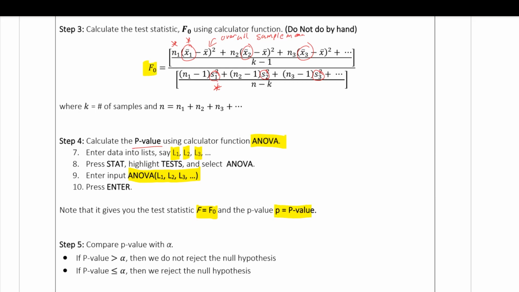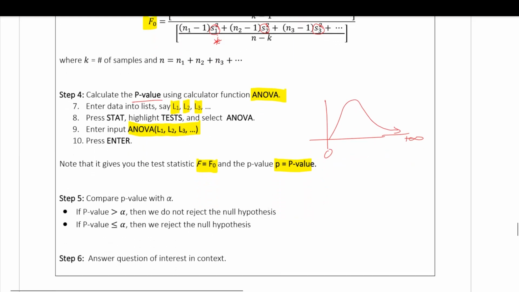Again, F distributions have this shape, very similar to the chi-square distribution, starting from 0 and going off to infinity over here. Step 5, just like usual, make a decision by comparing the p-value to your significance level. And then, of course, step 6, we're going to answer the question of interest in the context of the problem.